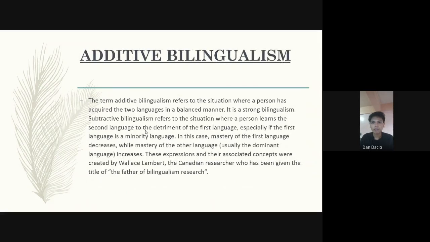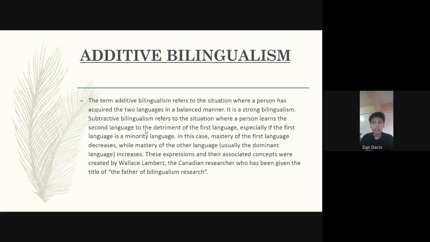Next is additive bilingualism. The term additive bilingualism refers to the situation when a person acquires the two languages in a balanced manner. It is a strong bilingualism. So additive bilingualism refers to a balanced use of two different languages. Let's say, for example, the child or the student was able to speak English and Filipino both proficiently.